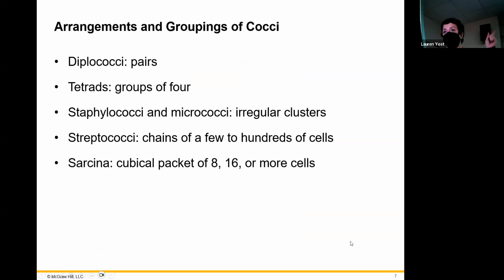Okay, so we have there our groupings already. Diplococcus is pairs. Tetra always means four, so groups of four. Staphylococcus, these are our irregular clusters. I'm never going to ask about micrococci.